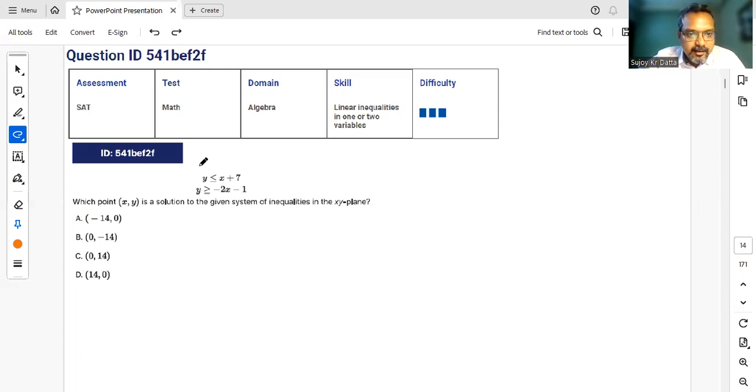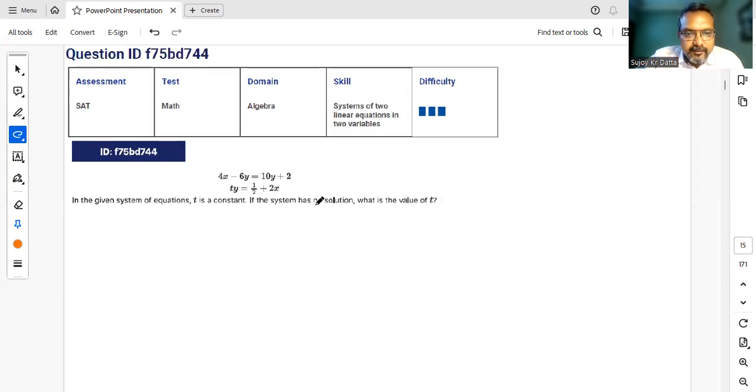Let's just verify. Y is 0. This is 21, so that's okay. And this, 0 is greater than -29, which is also fine. So the answer is D. So we don't need to do anything special, just plug in and check.